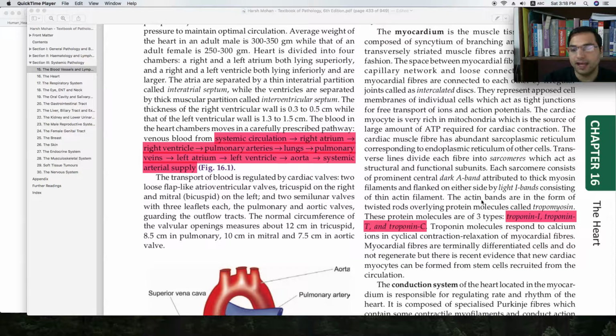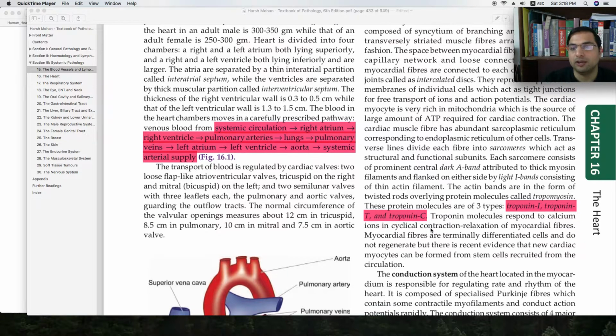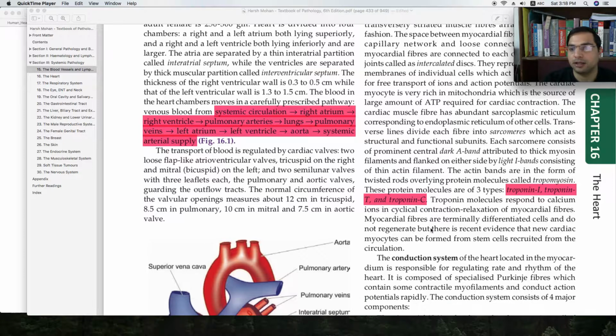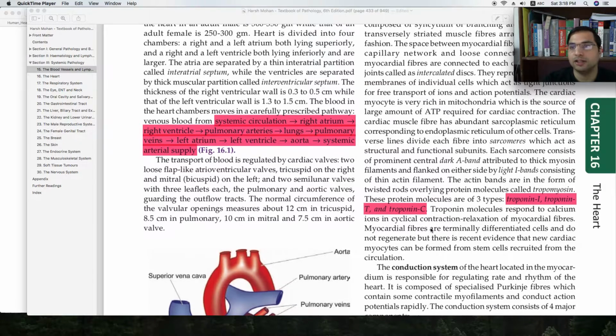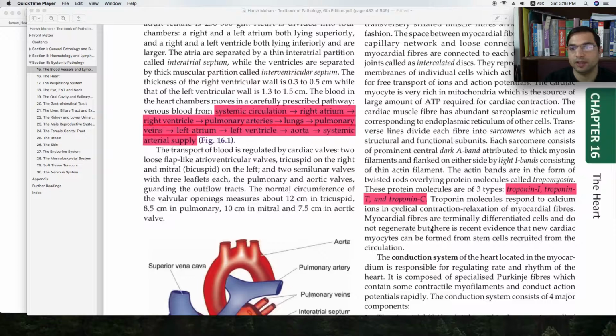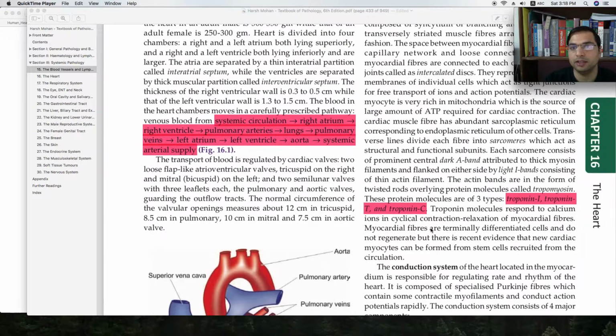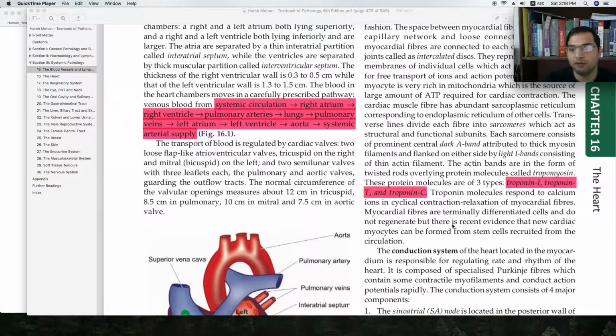Now these muscles have specific proteins in them, called troponin I, troponin T, and troponin C. These troponins are released whenever the myocardial tissue is damaged. So you have to remember that the myocardium is made up of these proteins, tropomyosin, troponin I and troponin T.